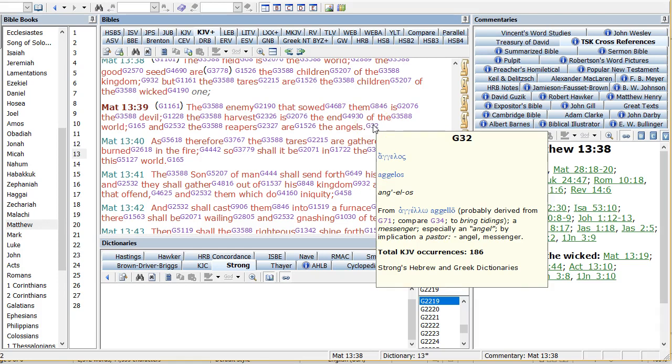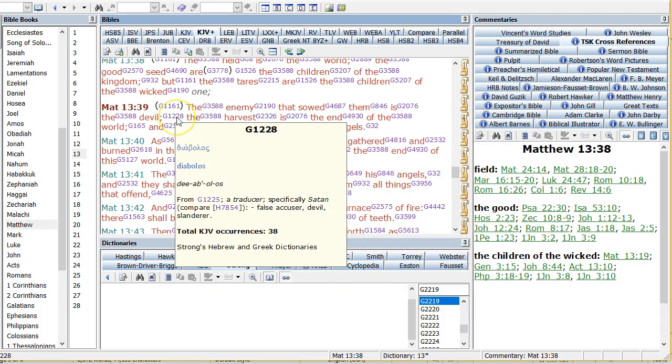Now what's interesting about this Diabolos, a lot of people would tell you, of course, that Diabolos is the equivalent to the Old Testament Shatan. And that may be the case. In Revelation, it says the serpent is Diabolos and Shaitan, known as Diabolos and Shaitan, right? So we've got that.